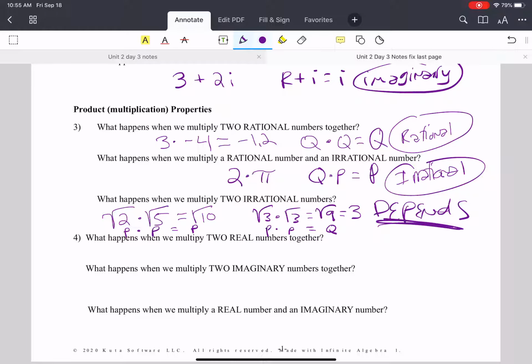Can someone raise their hand and tell me what it depends on? What does it depend on? Okay, what the ending number is, and how can I tell from the beginning numbers if the ending number is going to be rational or irrational? Come on, guys. Why was this answer irrational, but this one was rational? What was going on? Yeah, Indiana?